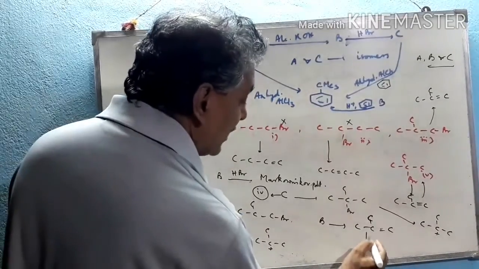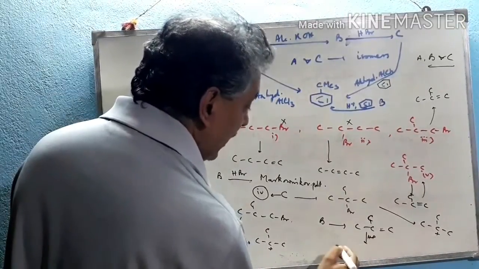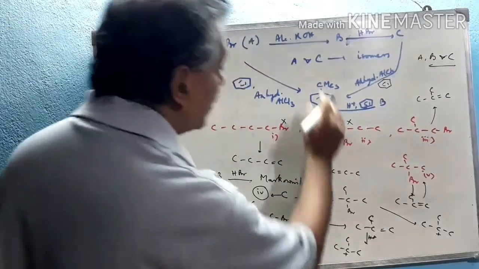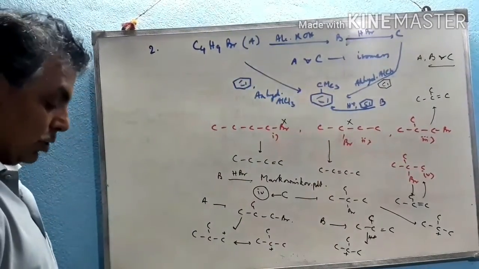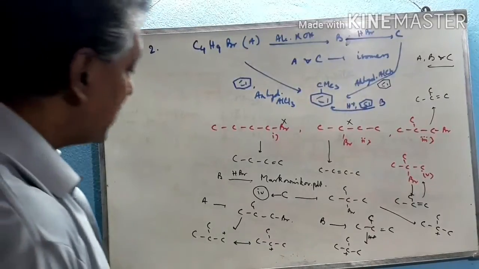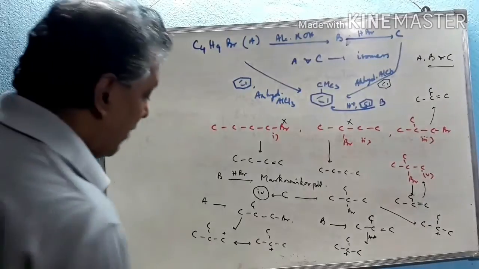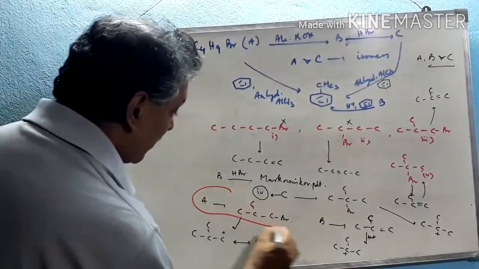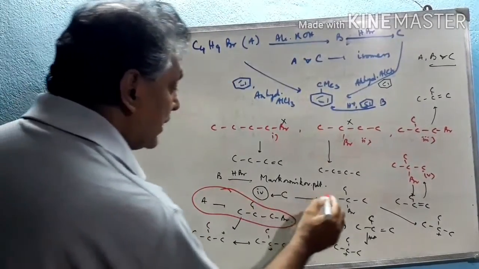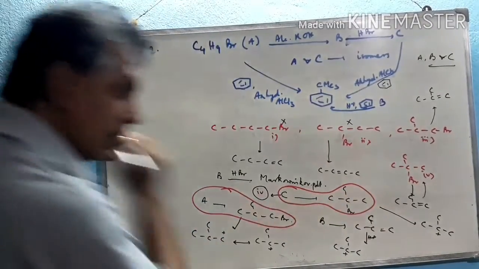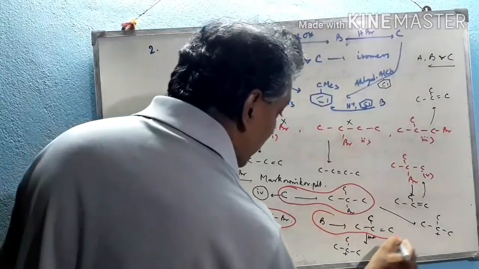B, when treated with H+, also produces a tertiary butyl carbocation, which gives tertiary butyl benzene. So thus we can confirm the structures of A, B and C. This is the structure of A, this is the structure of C, and this is the structure of B.